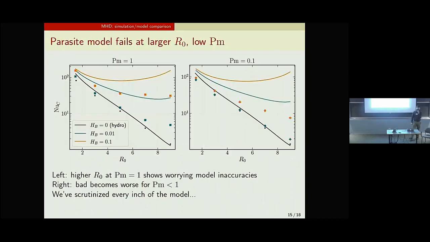Okay, but it turns out that model has problems. So here I'm showing again Nusselt number versus R naught. Black is hydro as before, but the curves are different magnetic field strengths. These are models, and then the points are simulations. You see that they don't line up, especially when you go to magnetic Prandtl number less than 1. We've done a lot of work to try to fix this up.